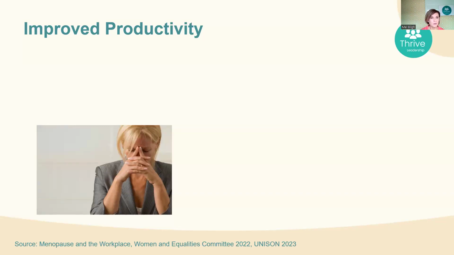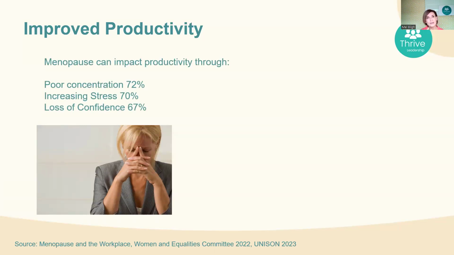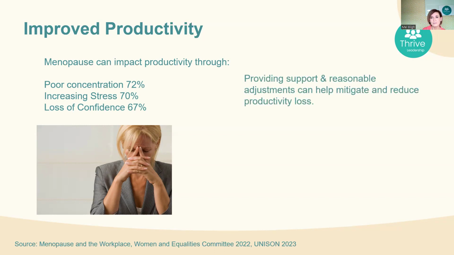Now, we know if menopause isn't supported appropriately, it can impact productivity. What I would say is if we can support it well, there's every chance that it can enhance productivity. But we know if it's left without any support, it can impact our productivity. So we have to think about some of the symptoms that could happen during this time and what we can do about that. It does make sense for us to provide support and reasonable adjustments to help mitigate and reduce productivity loss. I think if we show our support to colleagues, then that translates into emotional engagement, and colleagues will probably go above and beyond what we expect them to do because they feel valued during this time. That's really important, and it's something we can do fairly simply with awareness.